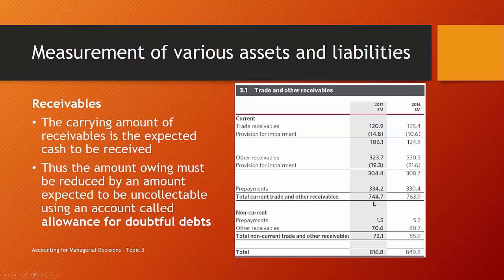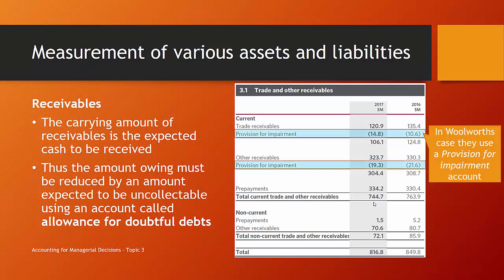But this doesn't necessarily represent the gross value of those receivables, because it is likely that somebody that you have sold to is not going to be able to pay you back. And in that case, you actually reduce it by an amount that you expect to not collect. And that's commonly called an allowance for doubtful debts. In Woolworth's case, they call it a provision for impairment, but it means much the same thing.